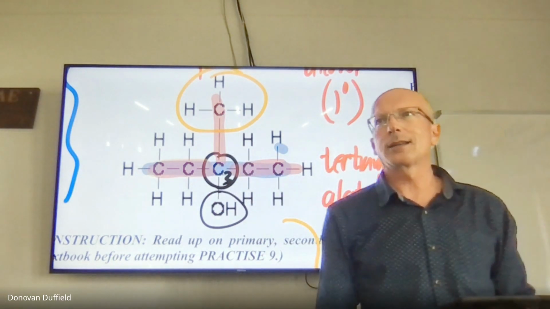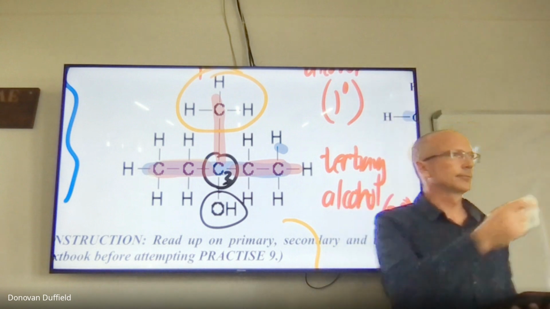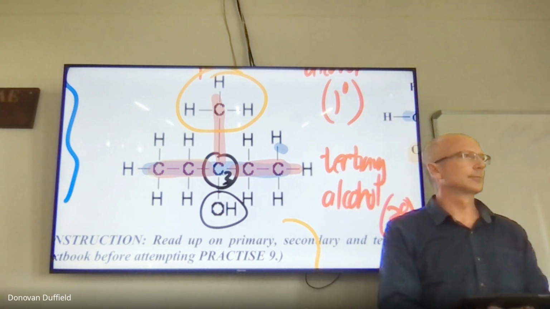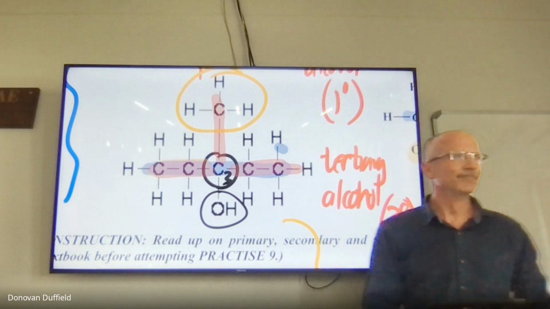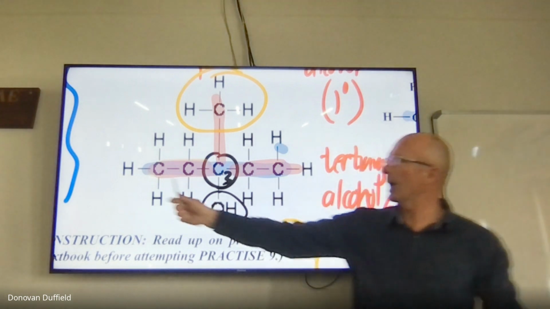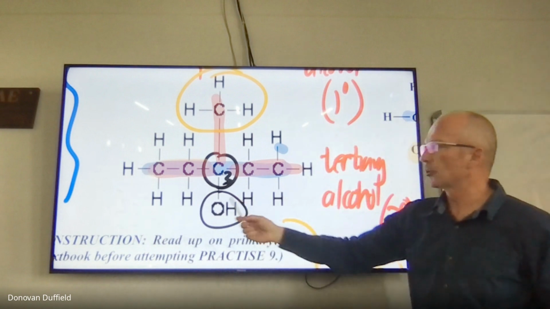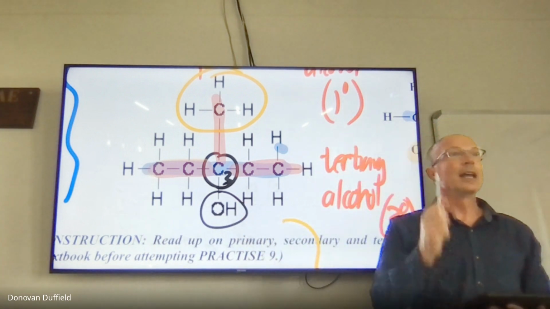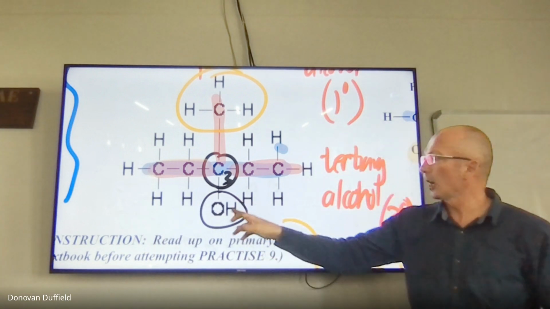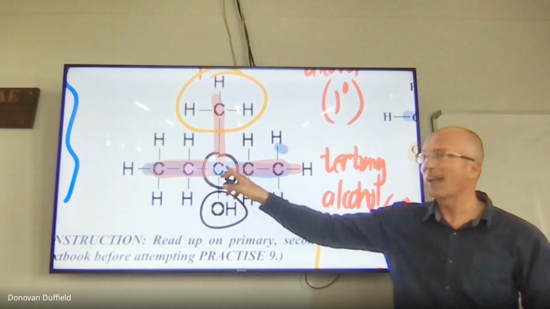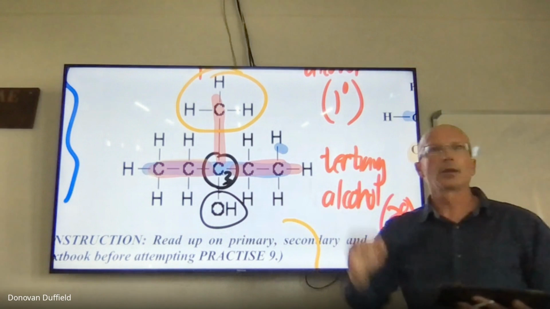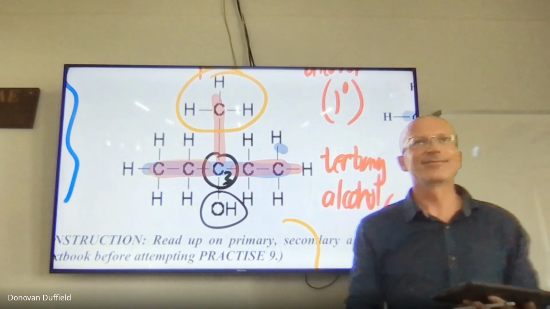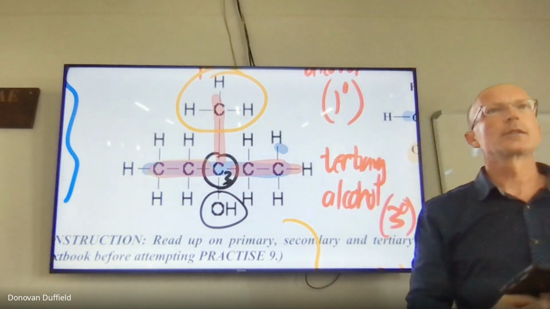branches attached to it. So it's not because it's on the third carbon. It's not on carbon 3. If I had another 2 carbons here, this would still be a tertiary alcohol. The tertiary is because the OH is connected to a carbon, and that carbon has got 3 branches attached to it. You can only get primary, secondary, tertiary.